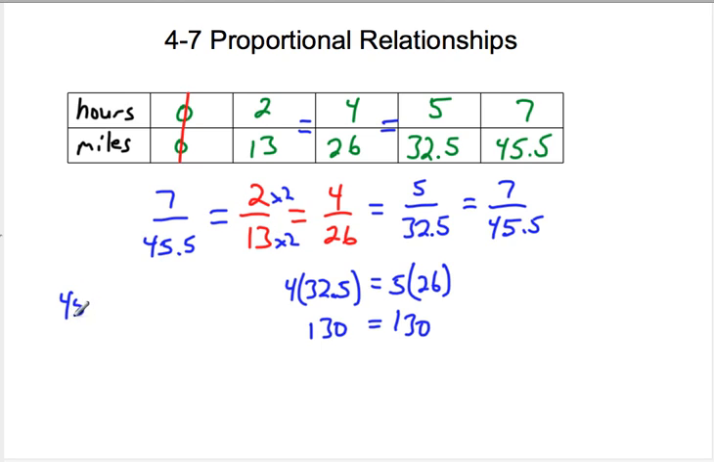So does 45.5 times 2 equal 13 times 7? Well, 45.5 times 2 is 91. And 7 times 10 would be 70. And 7 times 3 is 21. So that is 91. So it is true in this case that there is a proportional relationship between the time and distance in this chart.